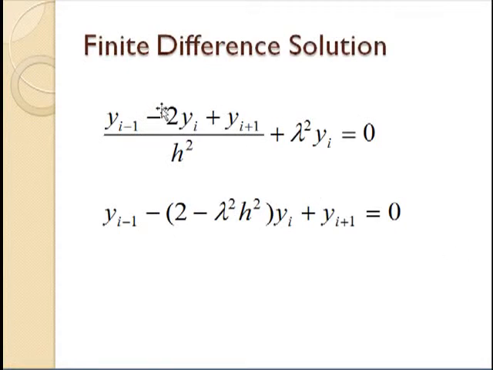So to do the finite differences, we replace the second derivative term with a standard central operator. y_i represents the value of y at mesh point i. h is the mesh spacing. So we just plug in that finite difference approximation for the second derivative, put in y_i for this term here, and then all we do is multiply through by h squared and collect terms of y_i, and we get this. So y_(i-1) minus the quantity 2 minus lambda squared h squared times y_i plus y_(i+1) is 0.